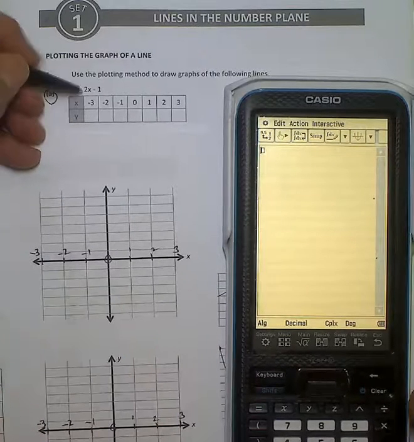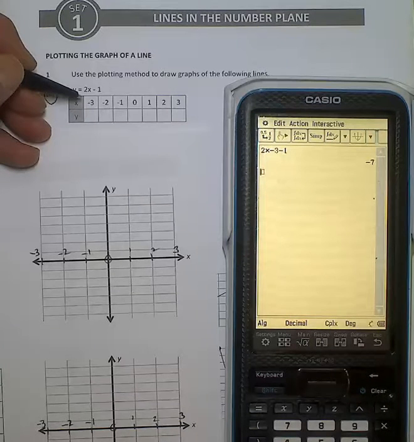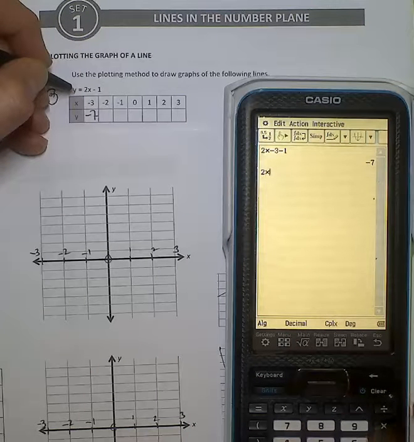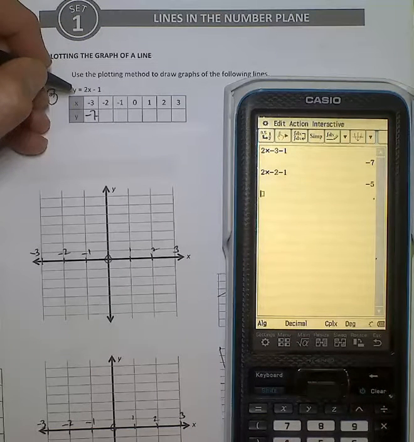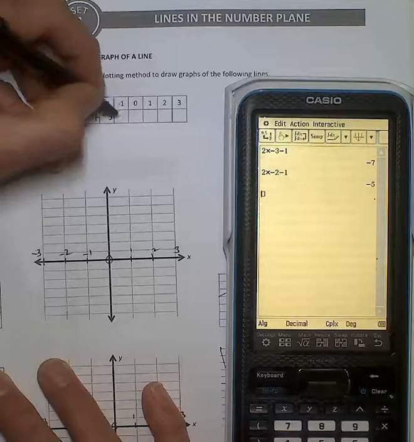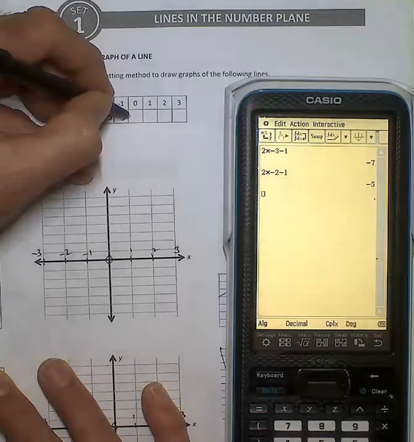generate. So for the first value of -3, I go 2 times -3, take 1, and that gives me -7. 2 times -2, take 1, -5. And after a short while, you'll see that there's a progression upwards of 2, which corresponds to the gradient.